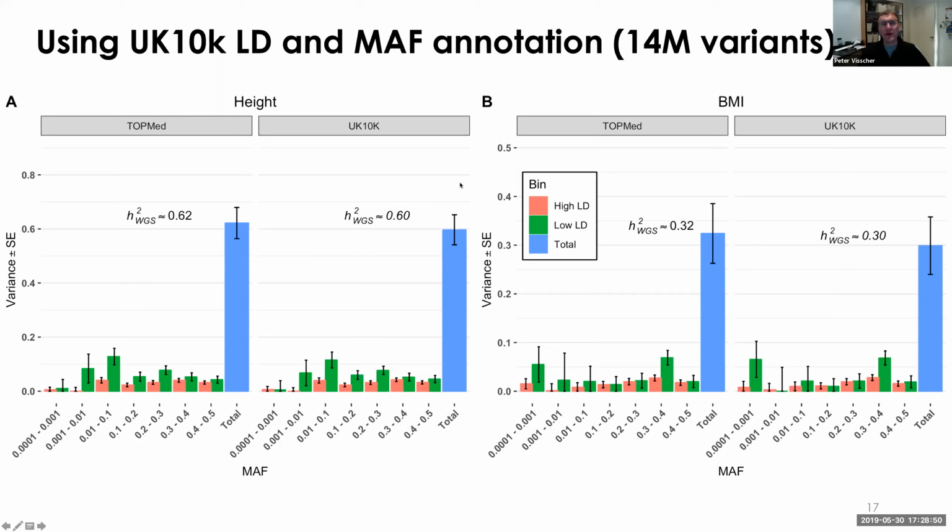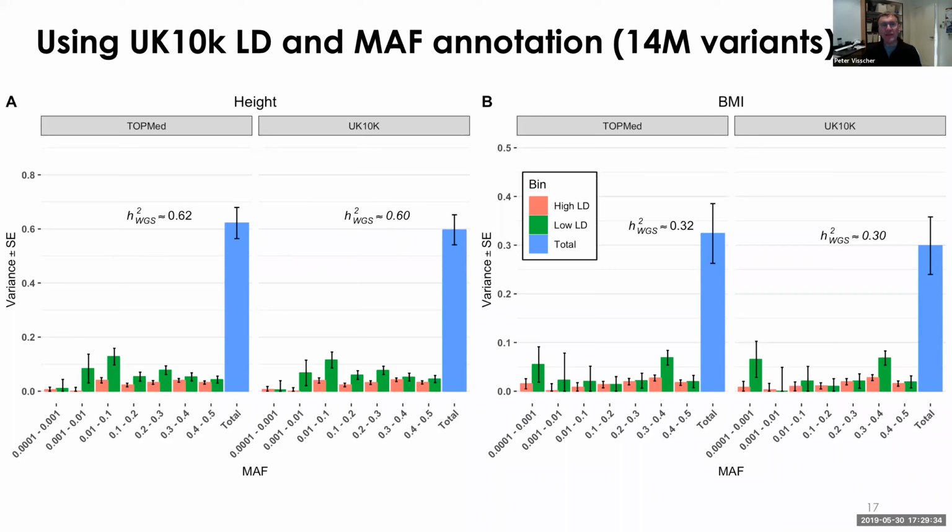Now, the crucial thing about this slide is not the actual amount of variation that we explain in total, which, as you can see here, is less than when we use the TopMed data, because we only have 40 million variants here. The real comparison here is between the left and the right, where we have TopMed annotation versus UK10K annotation for the SNPs. And as you can see, the results are extremely similar, both for height and for BMI. So from this, we concluded that the annotation that we've used, which was specific to the TopMed data, did not unduly influence our results.